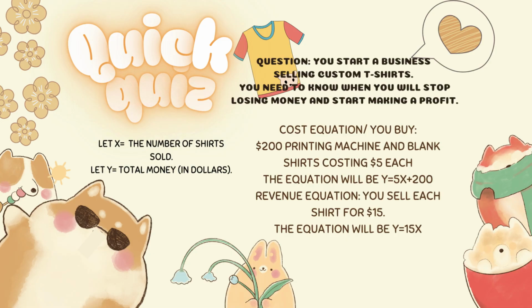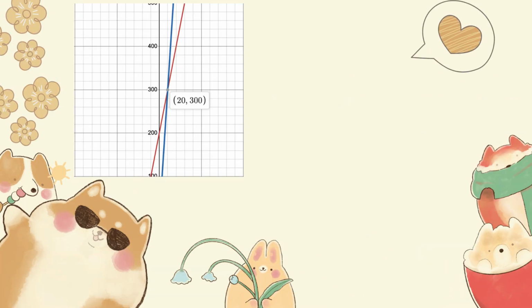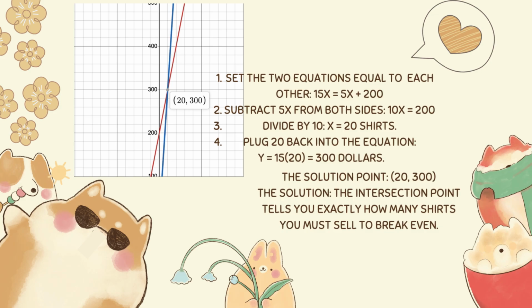To determine when the business breaks even, the two equations are set equal to each other because the cost and revenue are the same at that point. After solving the system, the solution is 20 shirts and $300. This means the business must sell 20 shirts before it stops losing money and begins earning a profit. Graphically, this is represented by the intersection point of the two lines. This example shows how linear systems help businesses make financial decisions and predict outcomes mathematically.